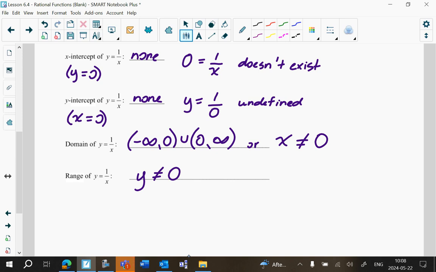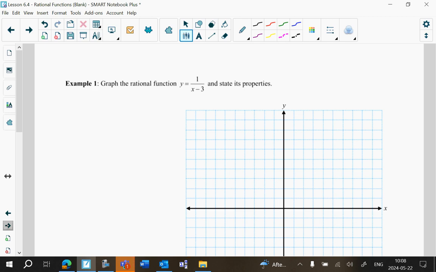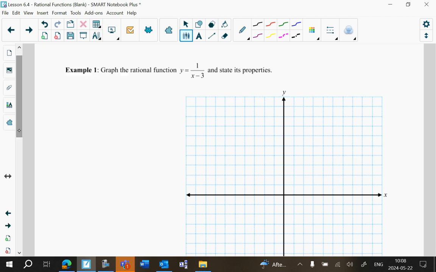Okay, what happens if we have some other stuff, like this? This is very simple. All we're doing is taking 1 over x and subtracting 3 on the bottom, so we're just adding a negative 3 on the bottom. It's not going to change the shape, but it will change the asymptotes. So how do you graph these things?